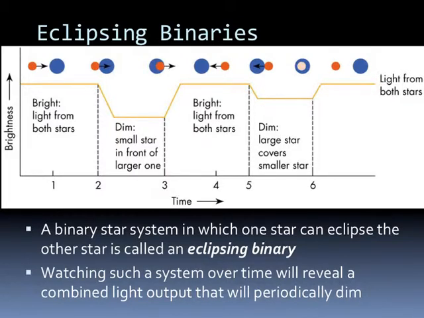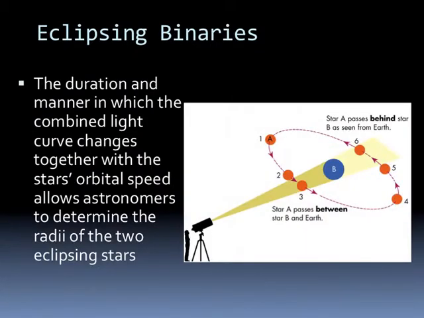By looking at this distance in time, I can measure the period of these stars. By looking at how much light is blocked off, I can figure out the ratio of their radii. So the duration and manner in which the combined light curve changes, together with its orbital speed, allows astronomers to determine the radii of the two eclipsing stars.